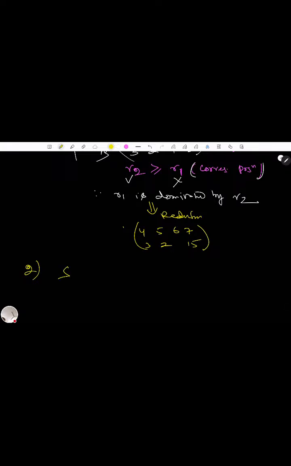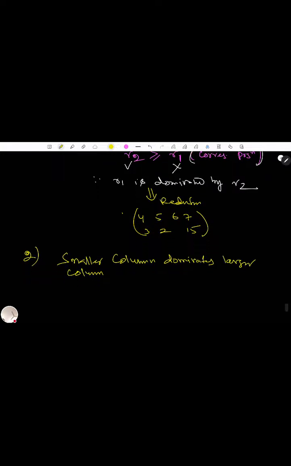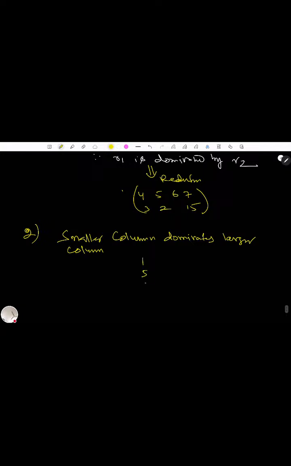Right, smaller column dominates larger column, right? Smaller column means, suppose my matrix is 1 5 7 over 2 9 8 over 3 1 2, right? So you see here, this column is a smaller column. This 1 is smaller than 2, 5 is smaller than 9, 7 is smaller than 8. So this column will be dominated, right?